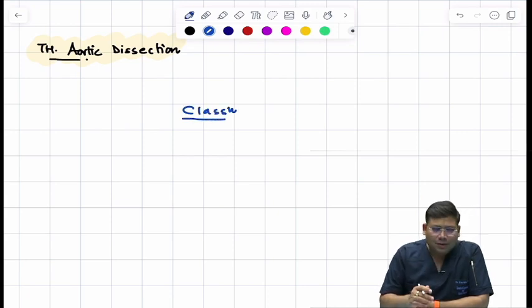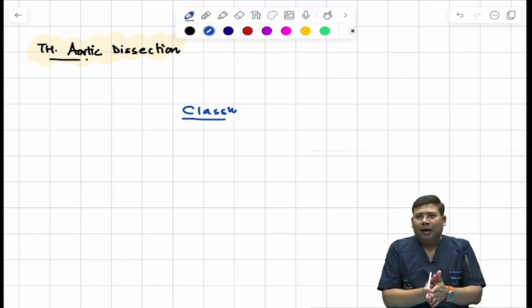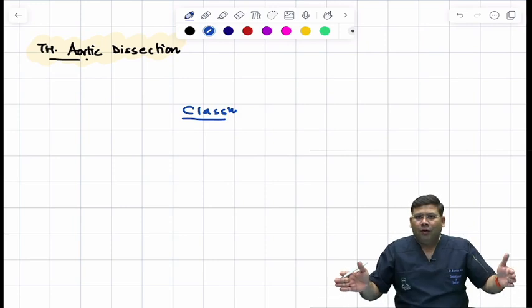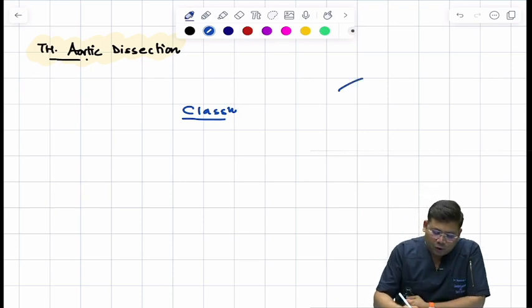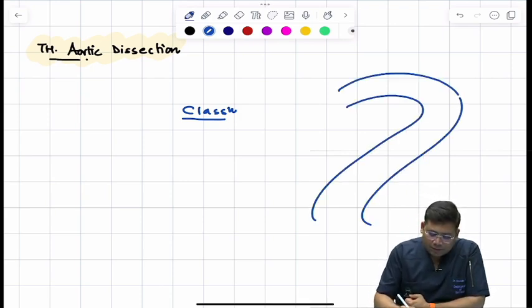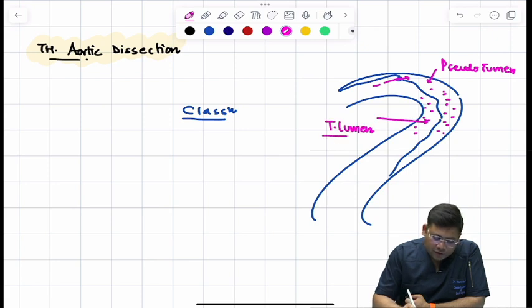I hope you know what is aortic dissection. When the blood enters in between any two layers, it will cause a laminar separation. So in the vessel you have two lumens. What are the two lumens? There is something like this. Imagine the blood has entered via this port, and thus this is a true lumen and this is a pseudo lumen. So we have the pseudo lumen and we have the true lumen. Let us try to understand the classification for them.